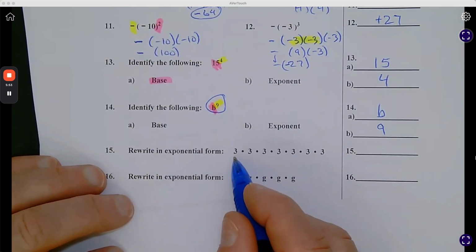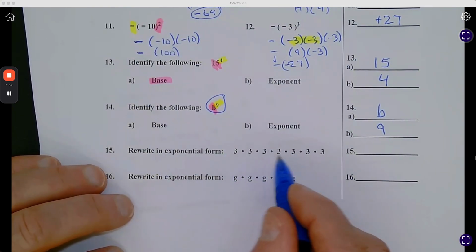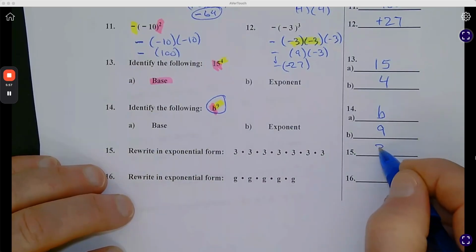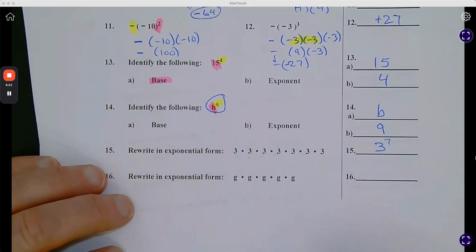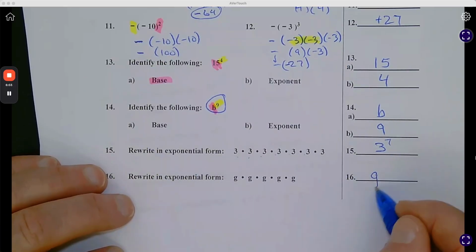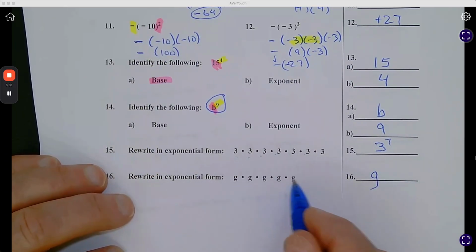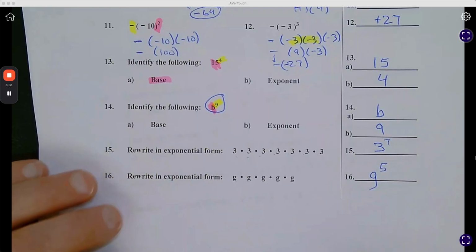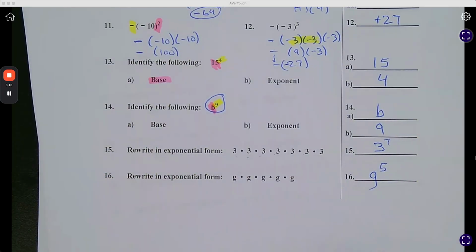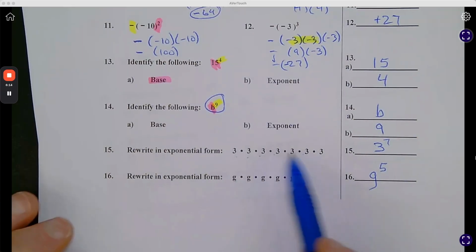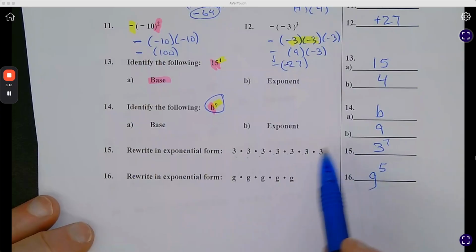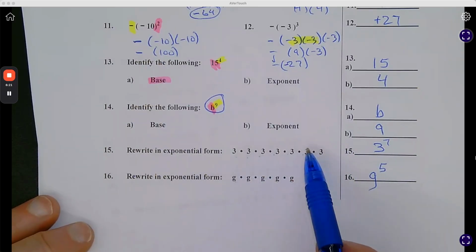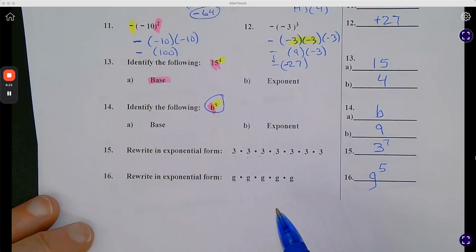My base is 3 because they're all 3s, and I'm multiplying 3 by itself 1, 2, 3, 4, 5, 6, 7 times. Done. My base is g, and I'm multiplying it by itself 1, 2, 3, 4, 5 times. So exponents are repeated multiplication, and it's just a shortcut way of writing it. It's a lot easier to write that than that.